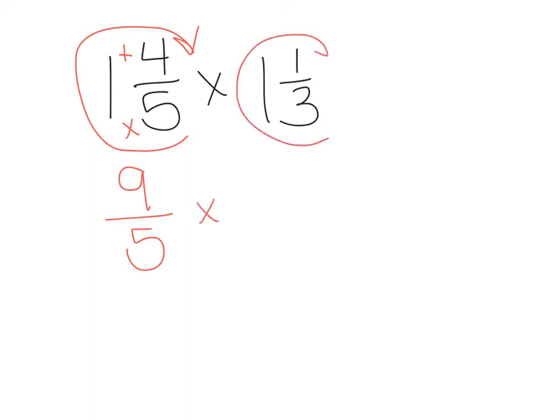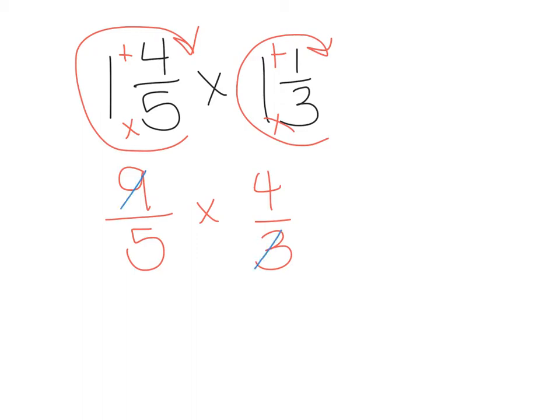Times, we're going to cartwheel around this one. And it becomes 4/3. You got to check here at this point. This is really helpful with cross simplifying. So you see, is there anything 9 and 3 can both be divided by? Yes, they can both be divided by 3.